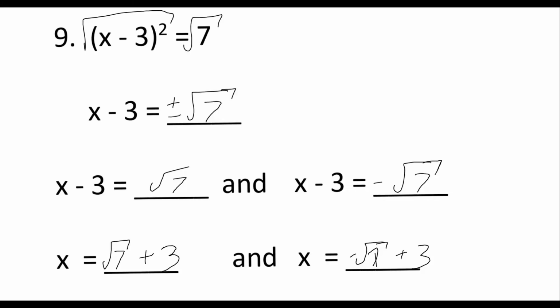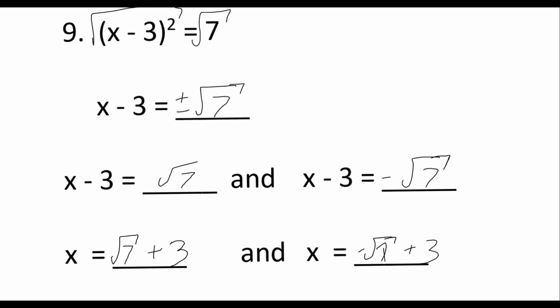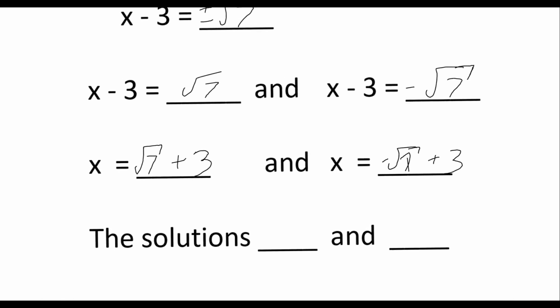plus 3. And the reason that I always put this little tail on the end here is just so I can tell where the end of the square root ends. It's just a habit that I've always been in, so it's a good one to be in. Now my solutions are going to be square root 7 plus 3 and the negative square root of 7 plus 3. And it's just that easy.